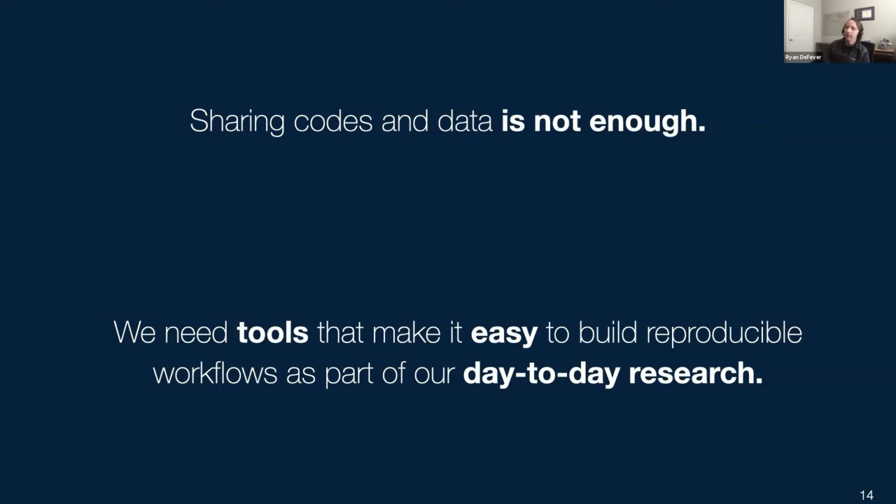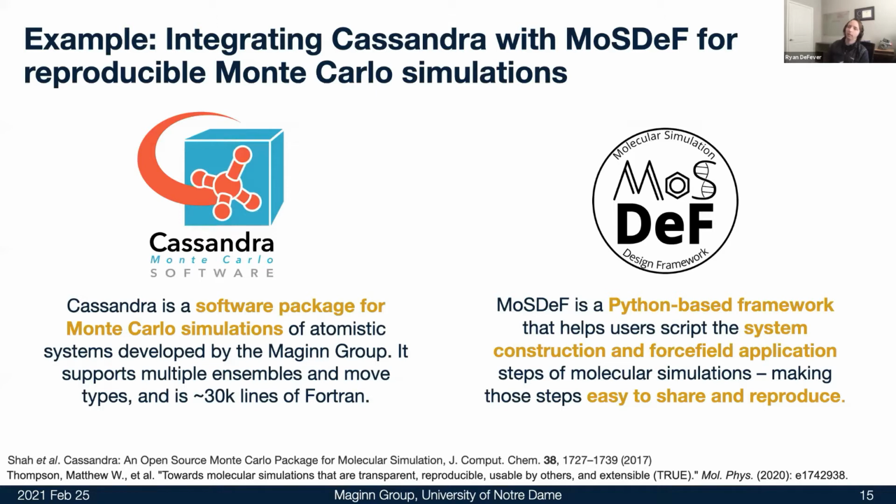So to talk about that, I'm going to show how we've integrated Cassandra with MoSDeF to do reproducible Monte Carlo simulations. For those of you who aren't familiar, Cassandra is a software package for Monte Carlo of atomistic systems. It's been developed in the Maginn group over the last decade or so. And just for a rough sense of things, it's about 30,000 lines and it's written in Fortran. MoSDeF, on the other hand, is a Python-based framework. It helps users script the system construction and force field application steps of molecular simulations with the goal of making these steps easier to share and easier to reproduce.